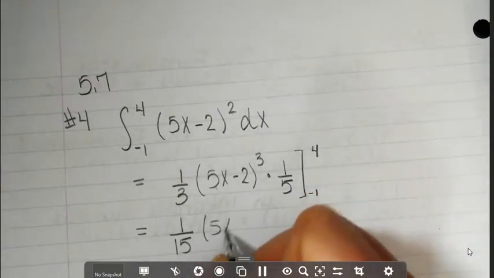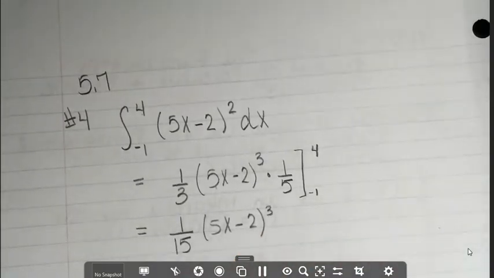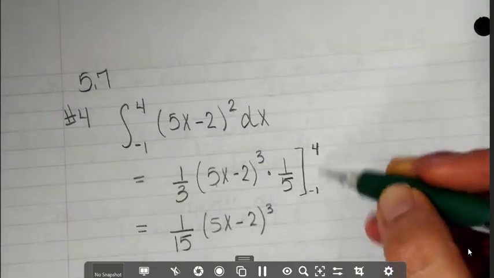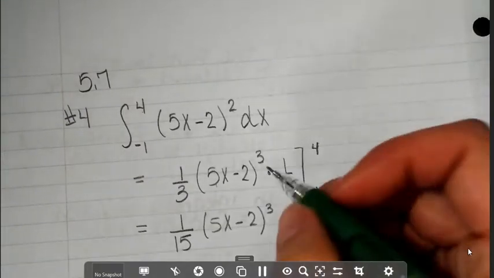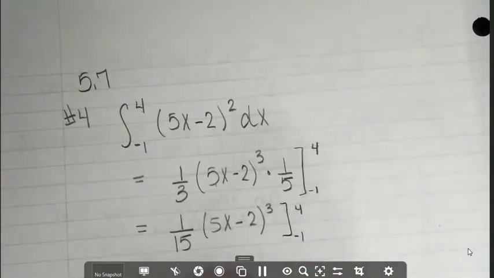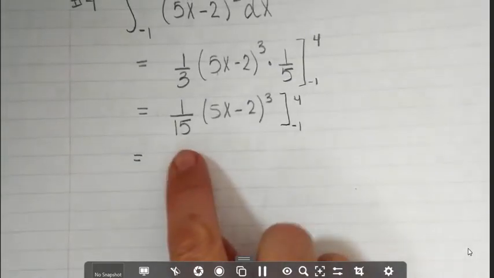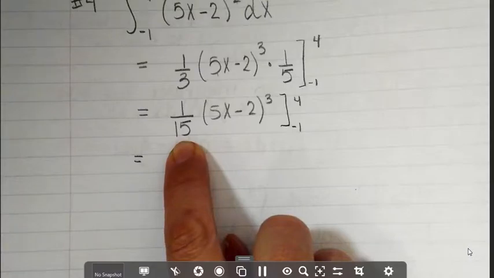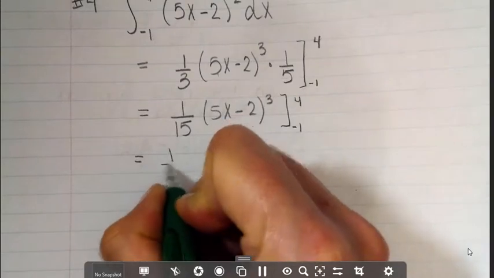And I've got (5x minus 2) cubed. I've left the plus c out because remember when we subtract these, the plus c's are going to go away. It's just whenever you don't know what that constant is that it's important that you put that plus c. So I'm evaluating this from -1 to 4. A couple of things you can do. You can actually leave the 1/15 out, right? Because that's going to happen in both terms, both functions that I'm going to be plugging 4 and -1 into. So I can leave that out.